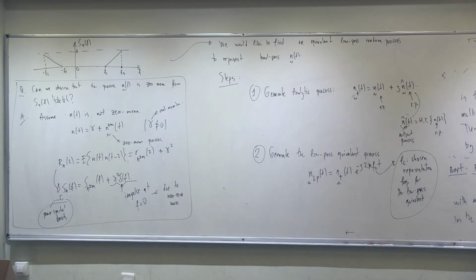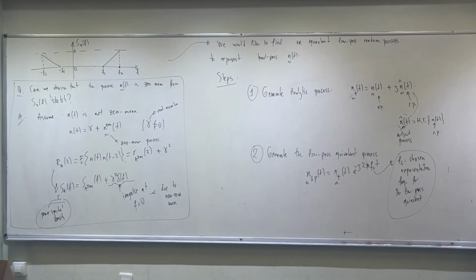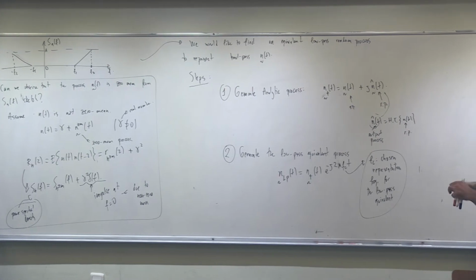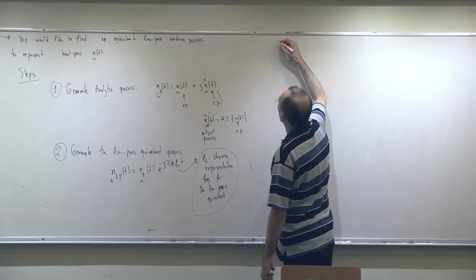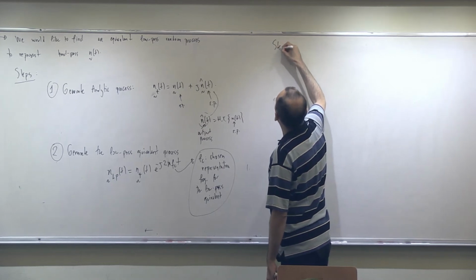And first of all, since this is a random process, what kind of operations are we implementing over here in step number one, step number two? Because it's exactly the same process that we are doing for deterministic signals. So what's going on? So let me think. So let's see. Step number one.